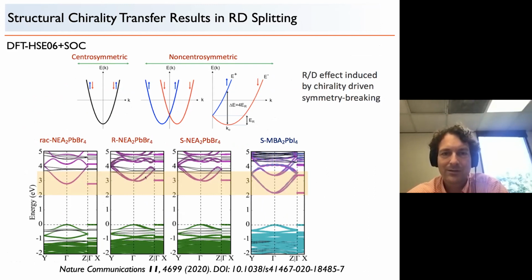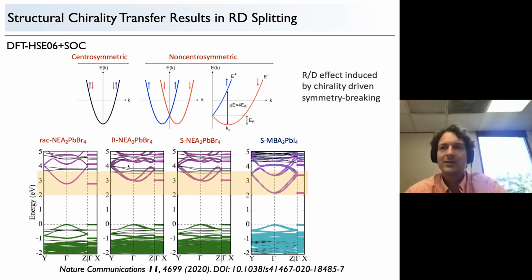You can clearly see this in the chiral versions of this material. But it doesn't appear in the racemic version. If you have a 50-50 mixture of NEA molecules in this case, then the bands are centrosymmetric, indicative of a centrosymmetric structure as they should be.